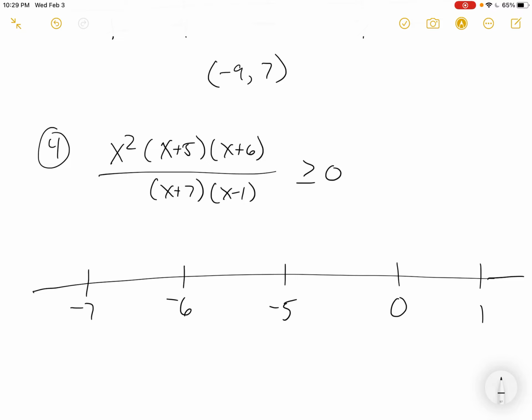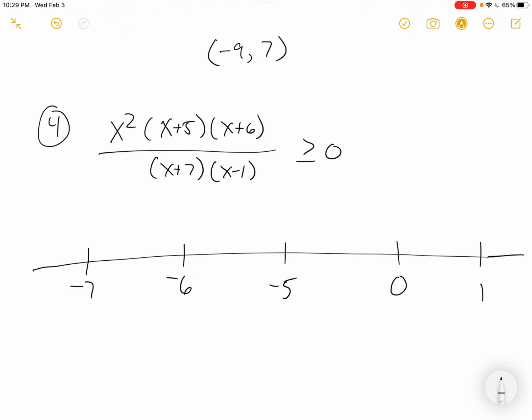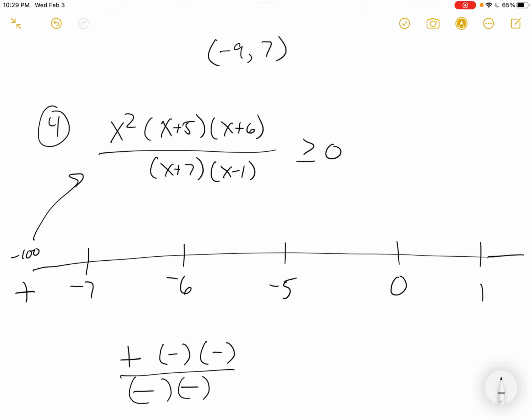It's going to have different signs in each one of those, but it doesn't always alternate. Let's watch this happen. Let's pick our -100 again. If I pick -100, anything squared is positive, -100 plus 5 is negative, and -100 plus 6 is negative. On the bottom, -100 plus 7 is negative, -100 minus 1 is negative, and 4 negatives make a positive. So I'm positive for every number below -7.